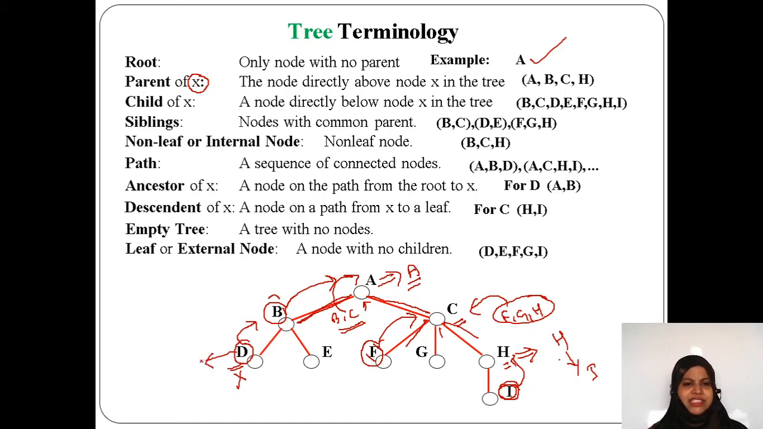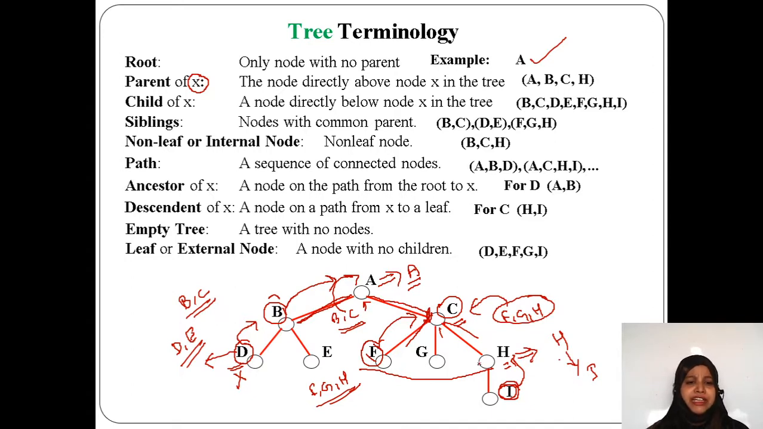Next one is the sibling. Nodes with a common parent are known as siblings. See here, in this case, B, C are siblings. Why? Because B, C are children of A. In this case, D, E are siblings. Why? Because D, E are children of B. Here in this case, F, G, H are siblings. Why? Because C is the common parent node for F, G, H, right?